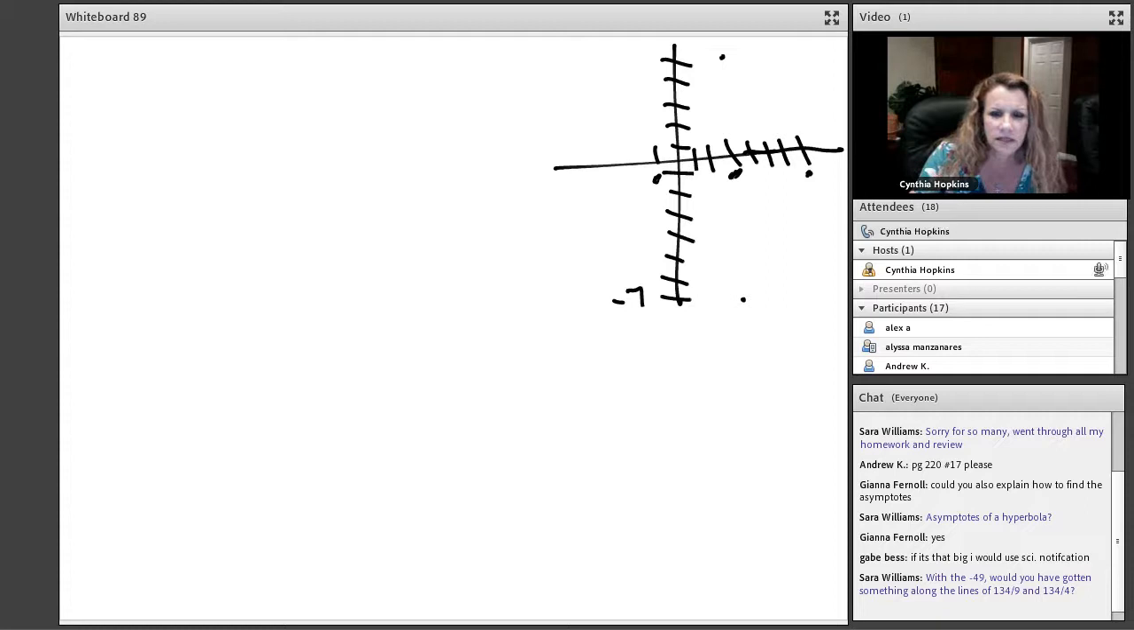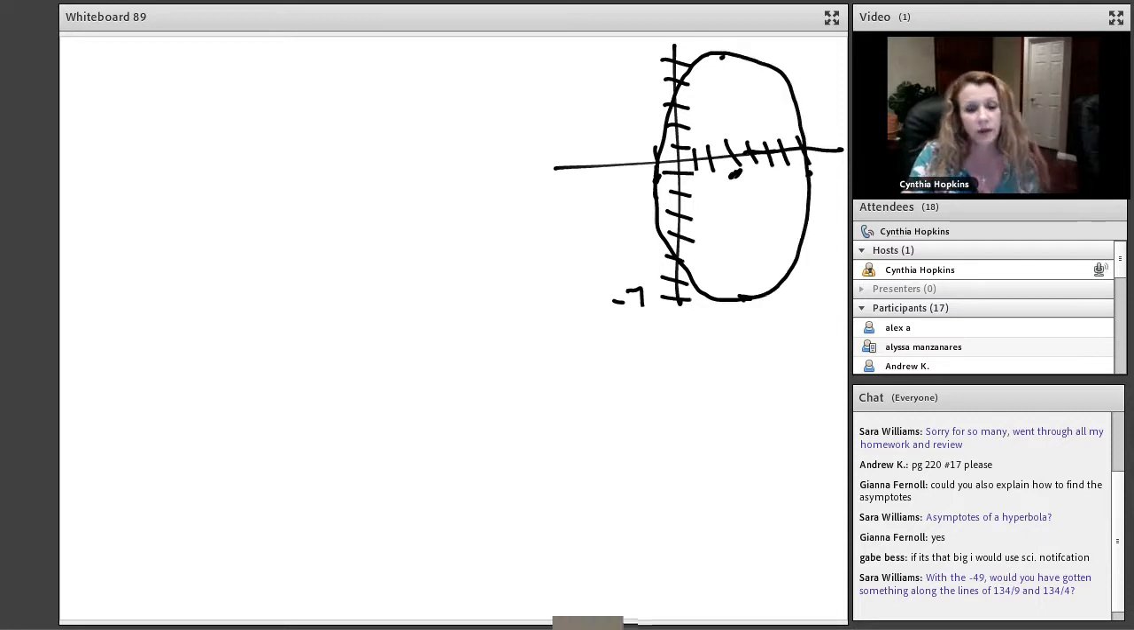Okay, and since this is longer going in the y direction, sorry, that's not very smooth. When I go to find my foci, they're going to be going in the y direction. That's the main reason why I'm graphing this for you. Okay, they asked you to find the coordinates of the foci.